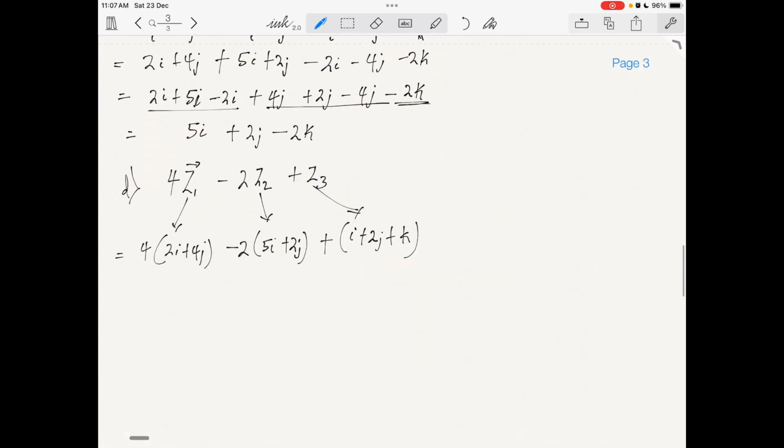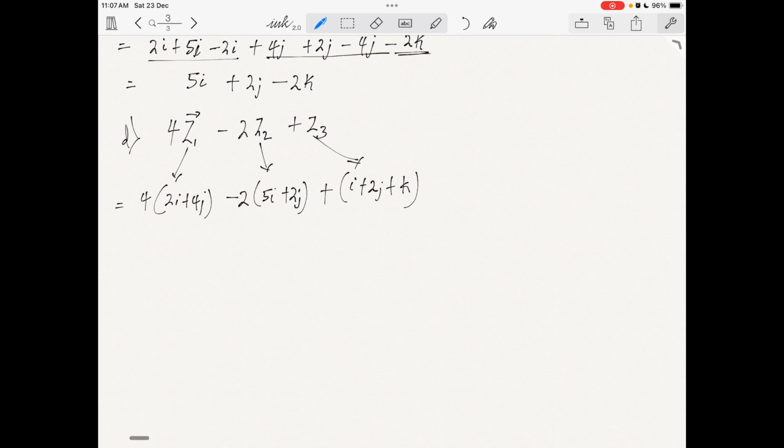So all we just have to do is open up the bracket. The 4 multiplied by 2i will give us 8i. 4 multiplied by 4j will give us 16j. Minus 2 multiplied by 5i will give us minus 10i. And minus 2 multiplied by 2 will give us minus 4j. And if we open the bracket with 1 here, we have k. So we can bring the i together.